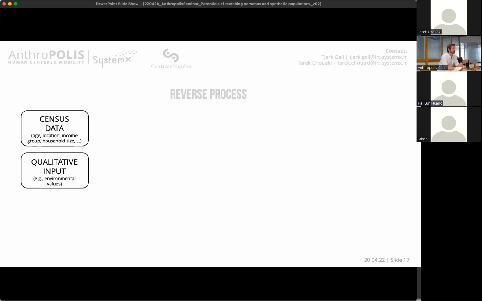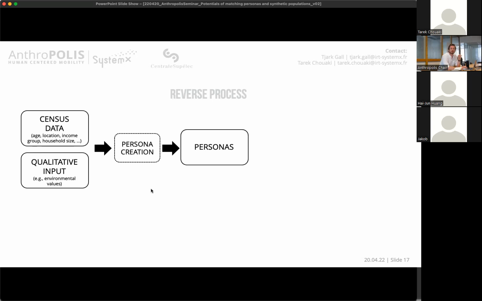So what we are currently working on is to start, well, we cannot just start with completely qualitative personas, and we cannot build only on personas which have been created for different purposes. So we are starting with the census data, for example, such as age, location, the income group, the household size, and so on. We supplement that with qualitative input. So this is, for example, changing values or lifestyles, and there can be a lot of different elements which can be collected, for example, through interviews or surveys. And both of these together feed the creation of personas.